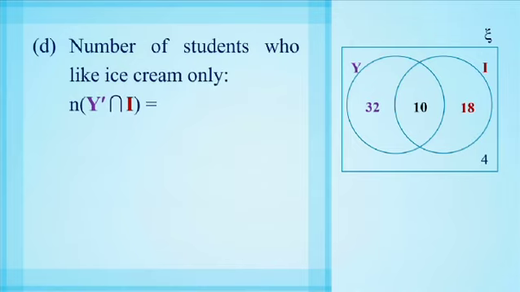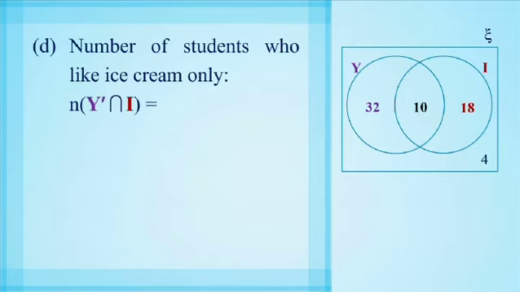Before we move on, let's have a quick recap on the complement of a set. It is those elements that lie outside the set or do not belong to the set. If we are looking at the Venn diagram, there are two cardinal numbers that are outside the set Y, that is 18 and 4.